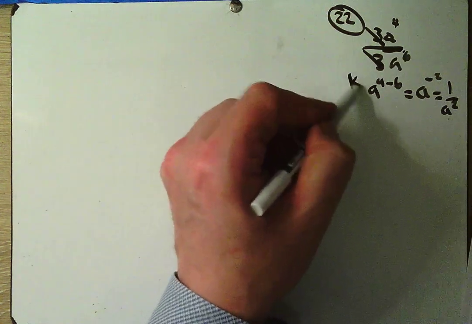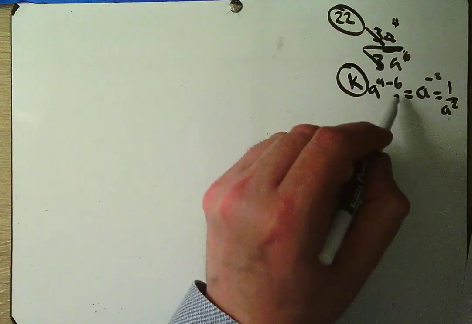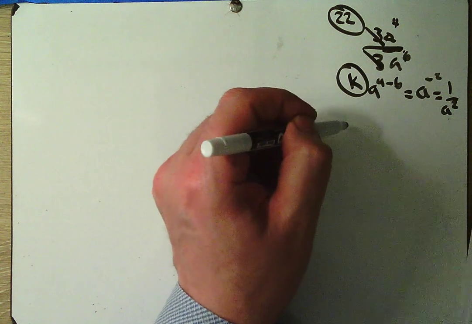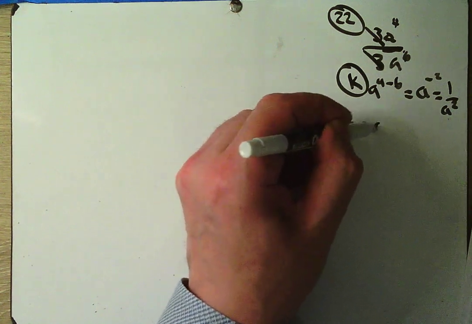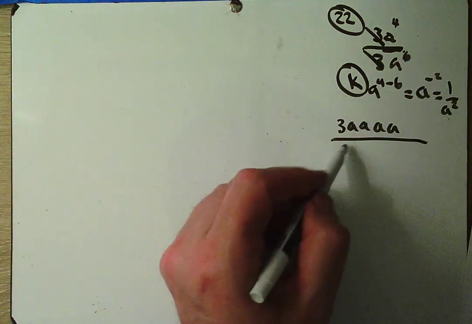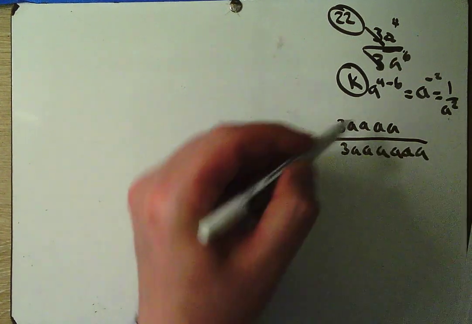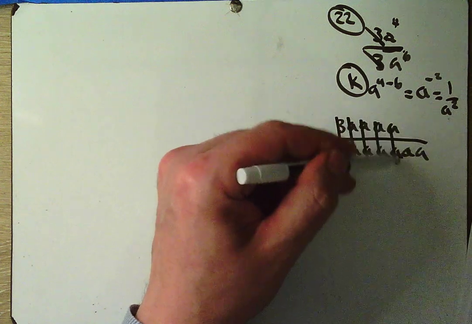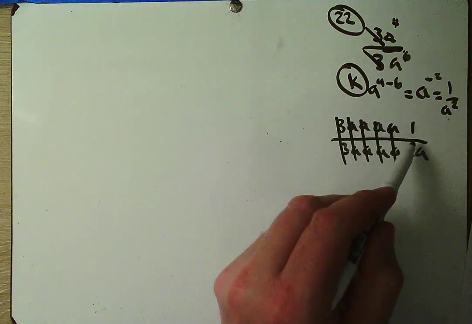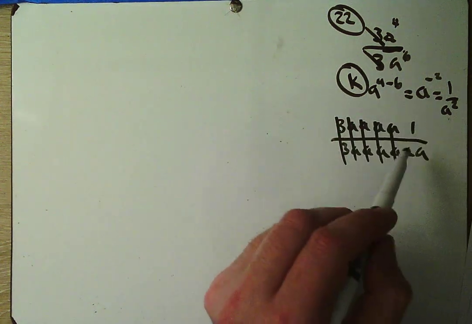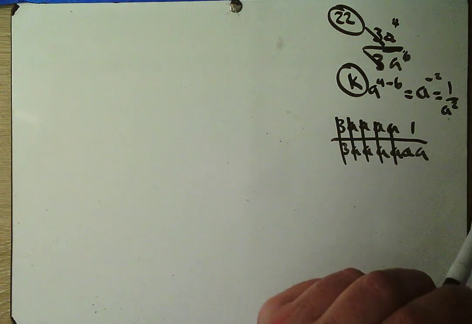And that's choice K. Of course, if you don't like using the rules for exponents like I do, you could always write this out. It's a little more tedious. And then you can cancel things that they have in common. And notice we have nothing left on top except our 1 and a times a for a squared on the bottom.